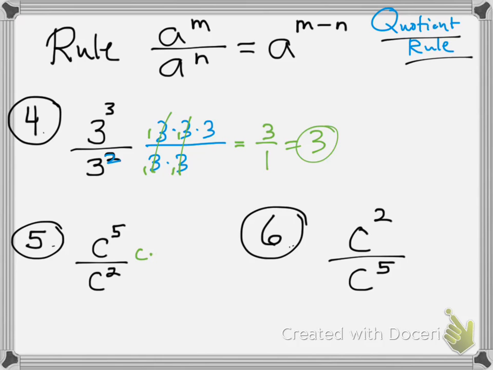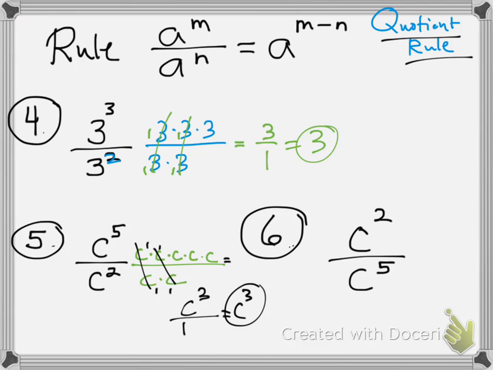C to the fifth means c times c times c times c times c. C squared means c times c. And if I one them out, I'm left with 1, 1, 1, 1. 1 times 1 times c times c times c is c to the third power. Let's write that down here. Over 1 times 1, which is 1. And anything divided by 1 is that anything. Done.